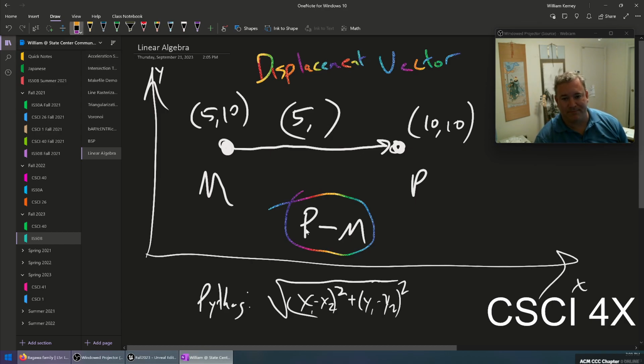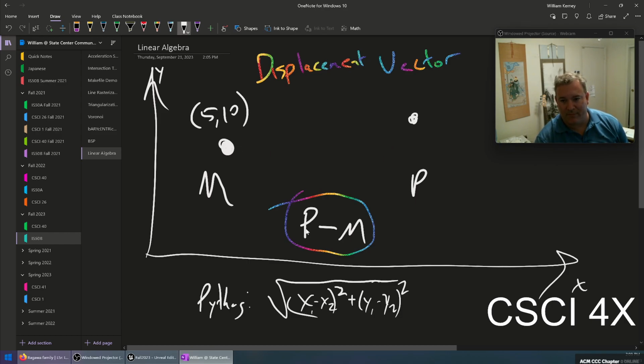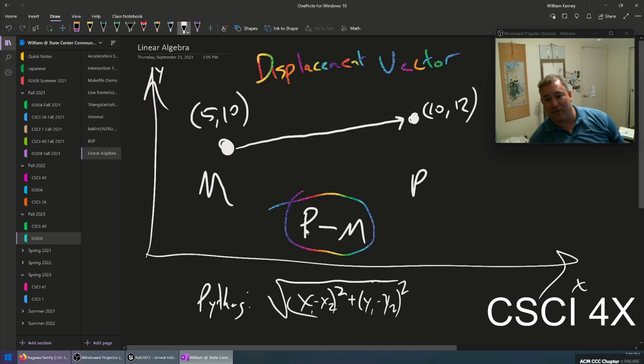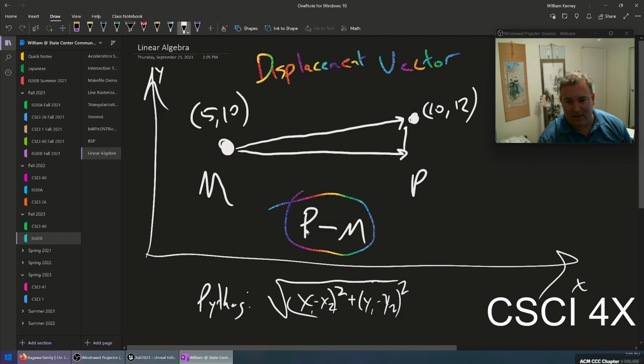Now, if we move the player a little bit, move them north. Player is now at 5, 12. What is the displacement vector pointing from the monster to the player? How far east is the player? Oh, sorry, not 5. I'm giving you the answer. How far east is the player, and how far north is the player from the monster? It is 5 units to the east, and it is 2 units to the north.